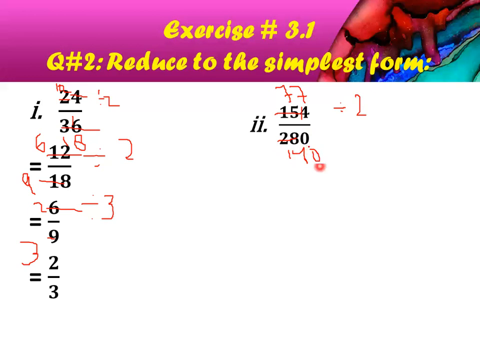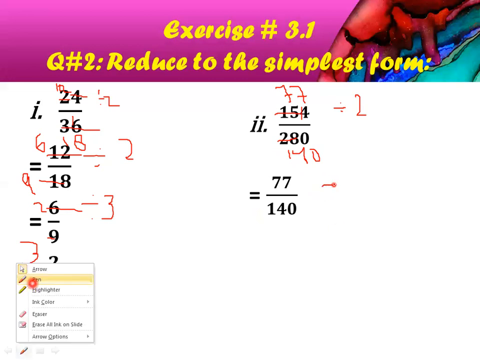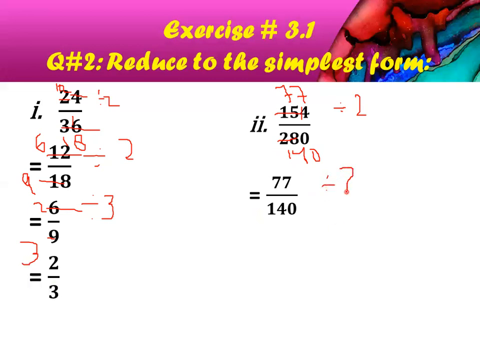Okay. So what you will get? 77 upon 140. Now this 77 upon 140 cannot be divided by 2. It cannot be divided by 3. So we can directly divide it by 7. Okay, 7 is the number that can divide these two numbers.